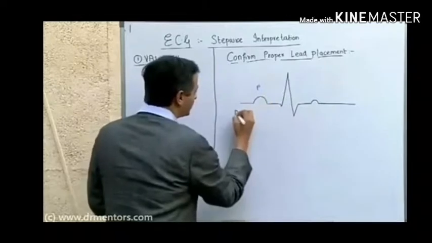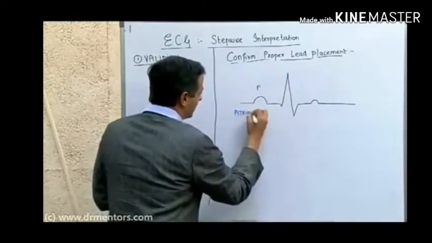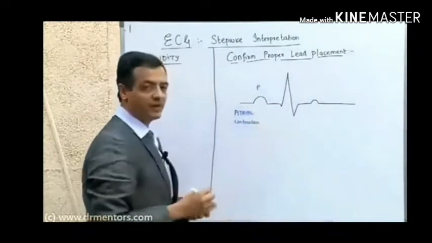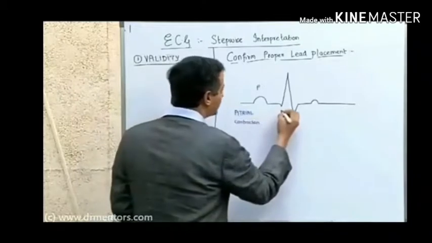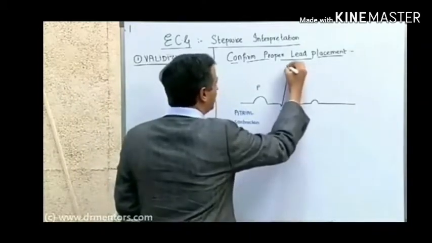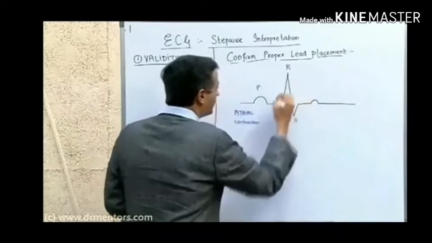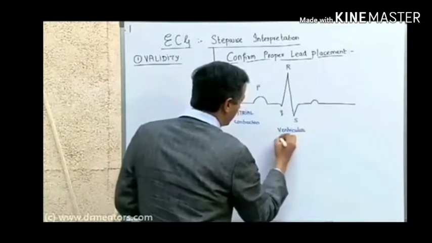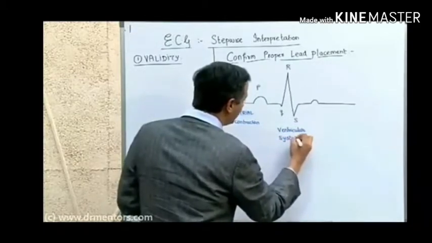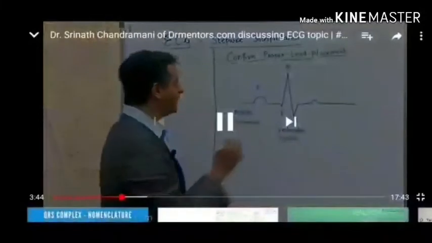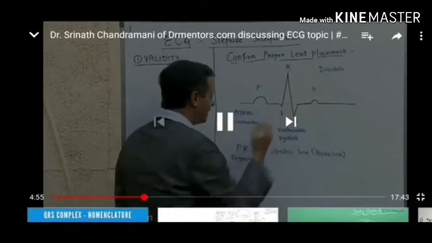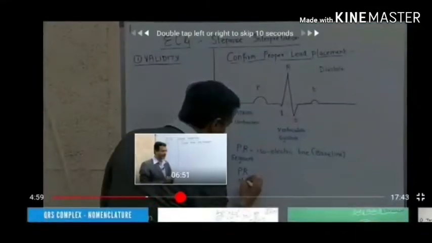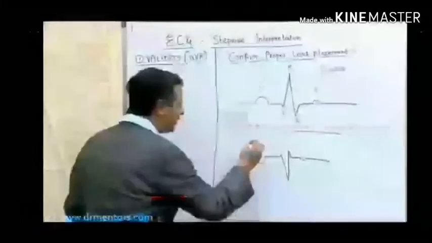The P wave is suggestive of the atrial contraction. That is the P wave. The first negative deflection is the Q wave, the R and the S complex. The QRS complex denotes the ventricular systole, followed by the PR interval. The PR interval is going to tell.